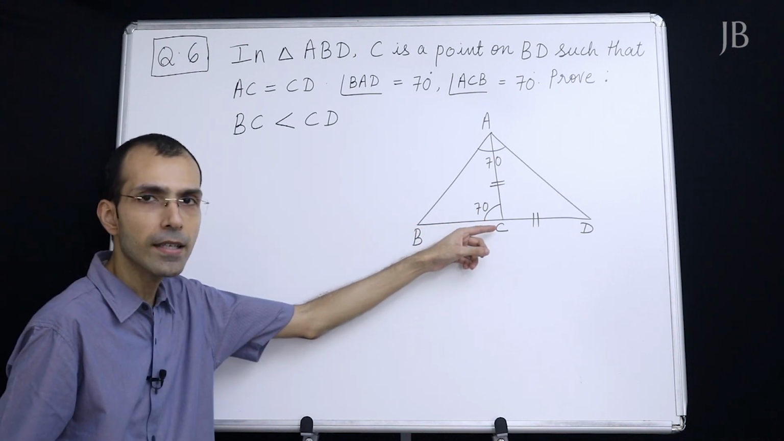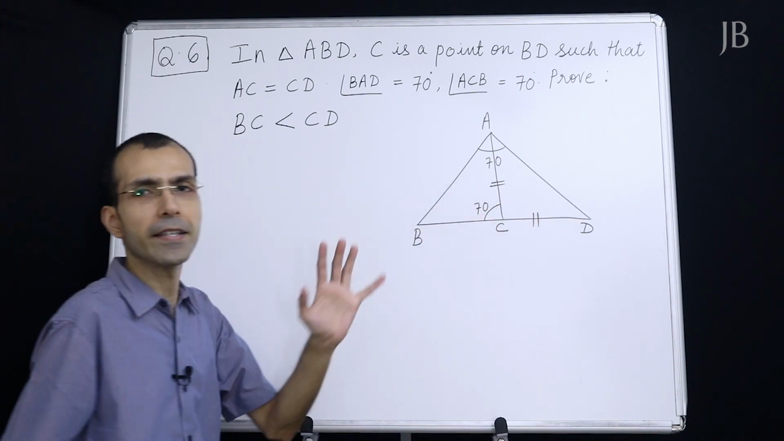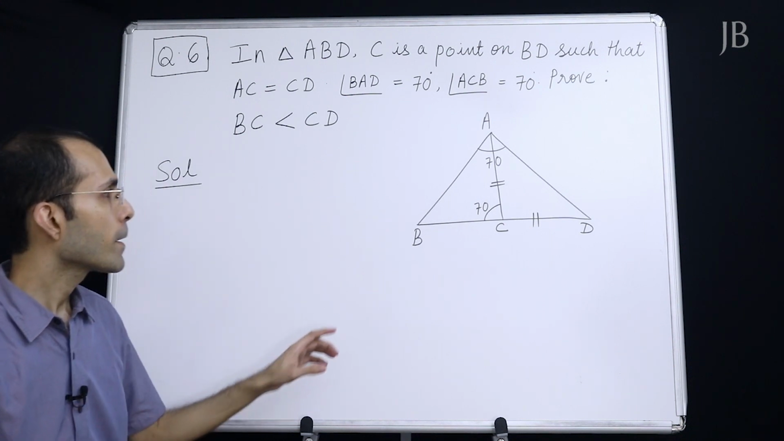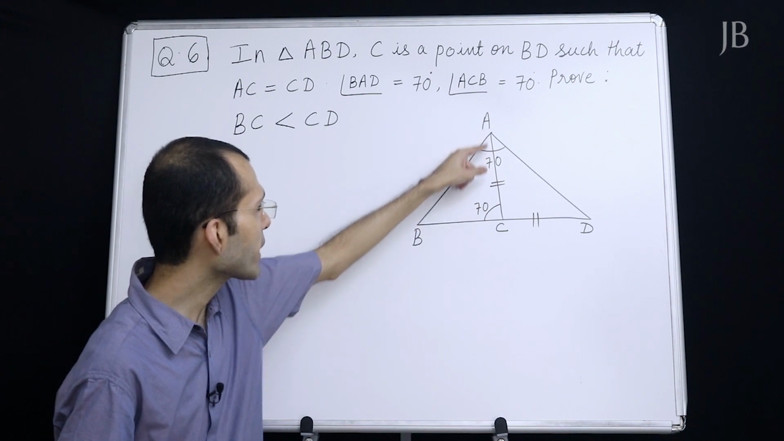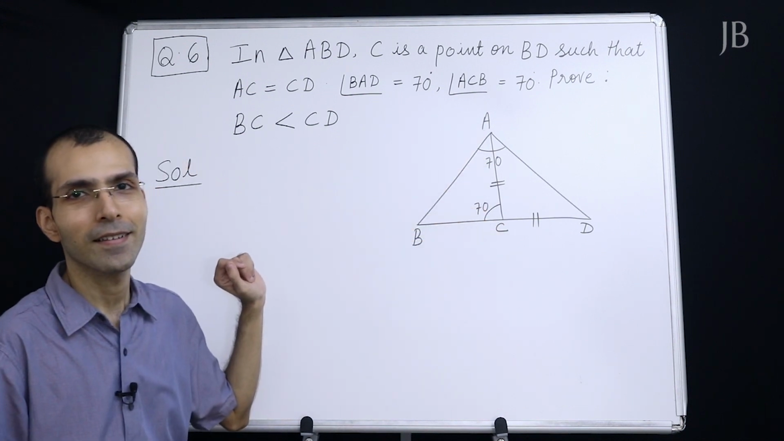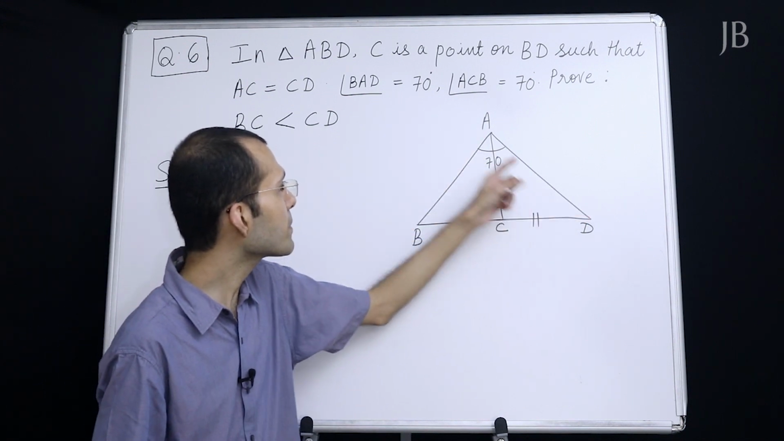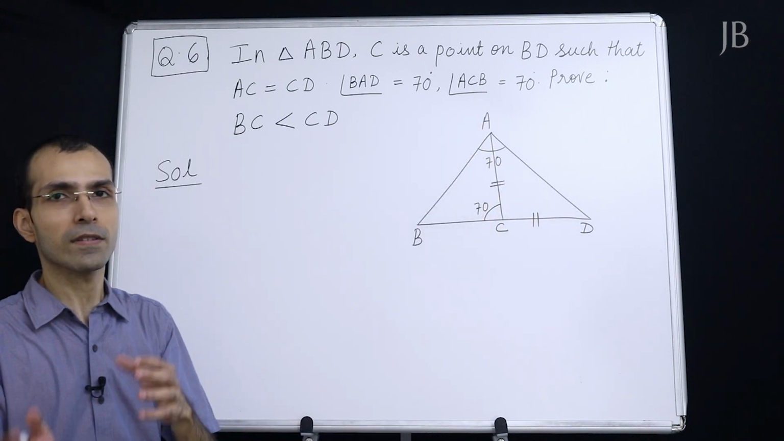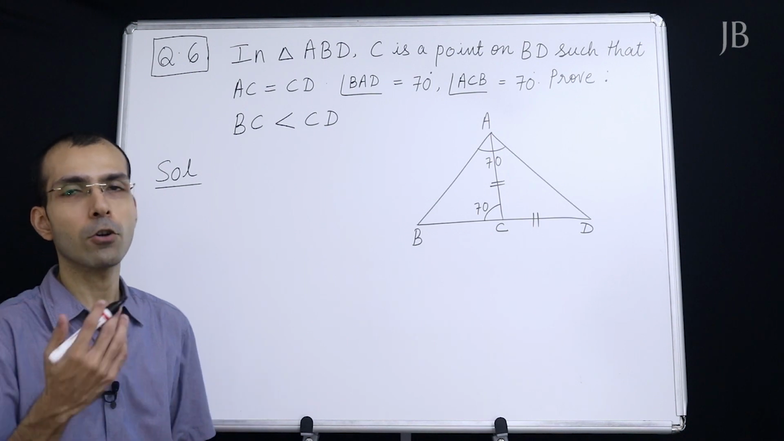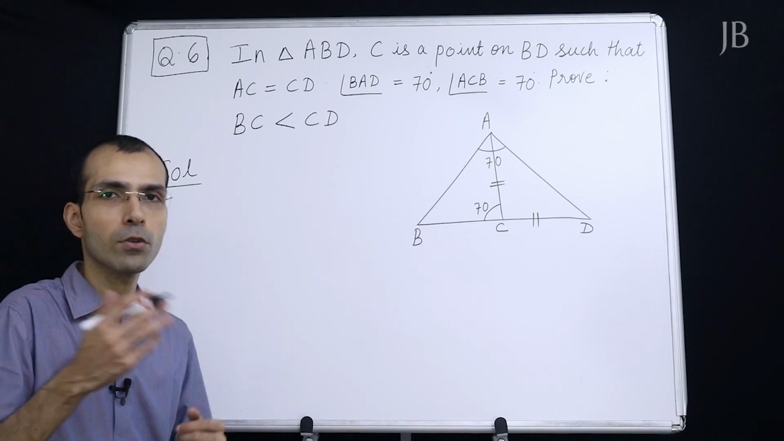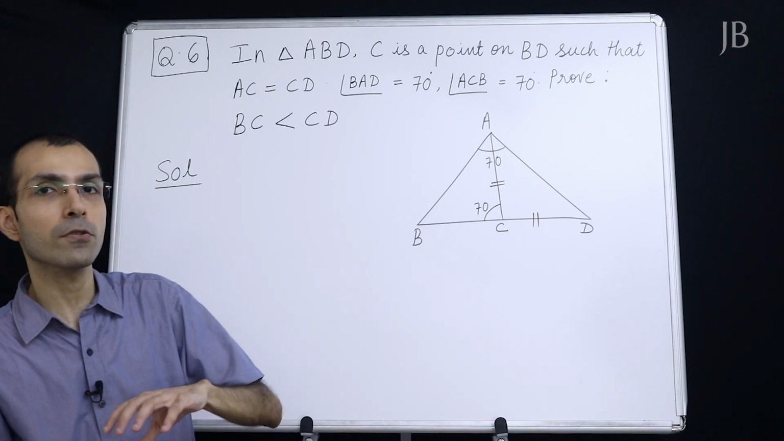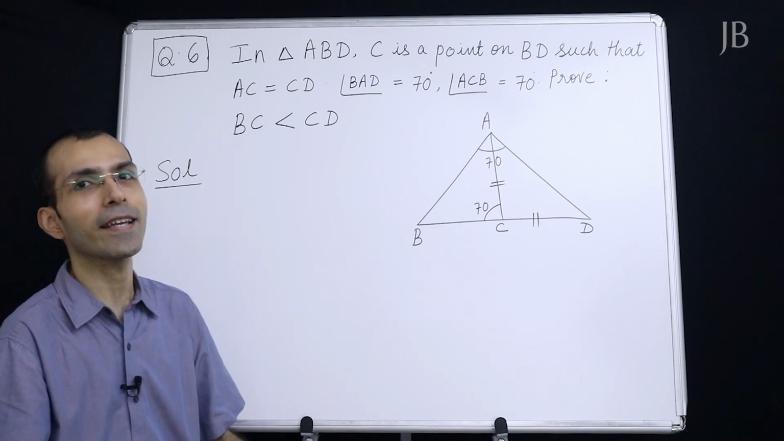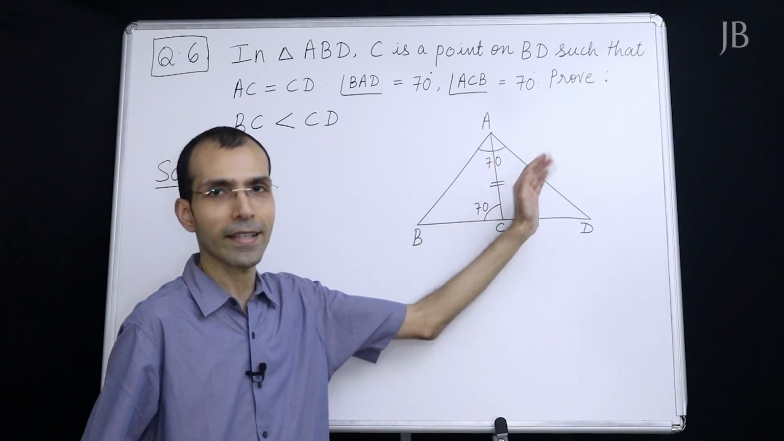Prove that BC is less than CD. Now if you go to see, it is not such a straightforward sum, because BC comes in triangle ACB and CD comes in triangle ACD. So the concept that has been taught to you, that the side opposite to the greater angle is greater, or the angle opposite to the greater side is greater, will work in a particular triangle, not in two different triangles.